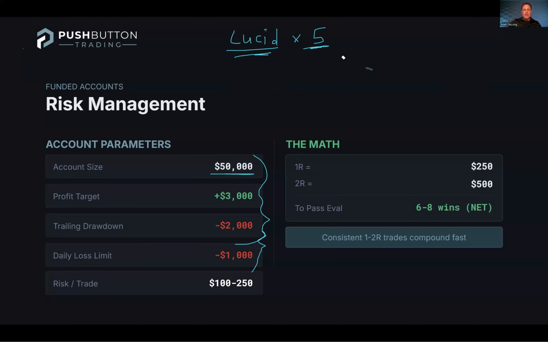Have you guys really struggled to get an account funded before? Anyone? Yeah, and there's Top Step. Has anyone struggled to get an account funded?